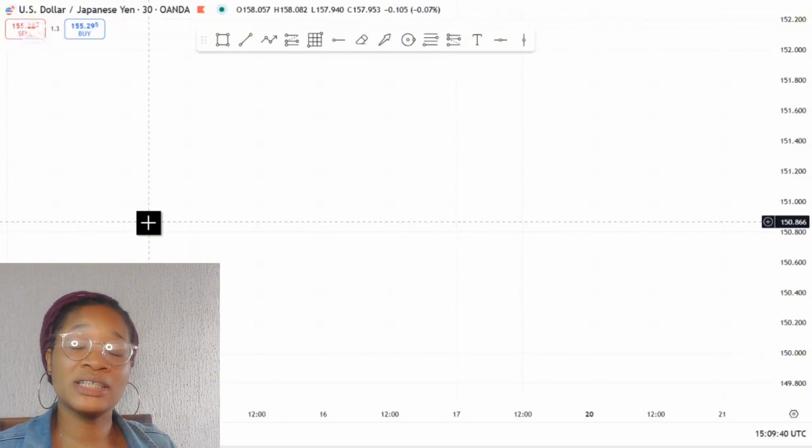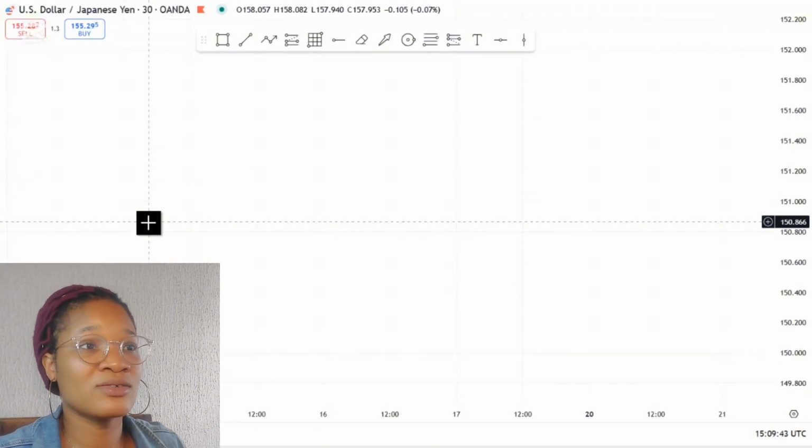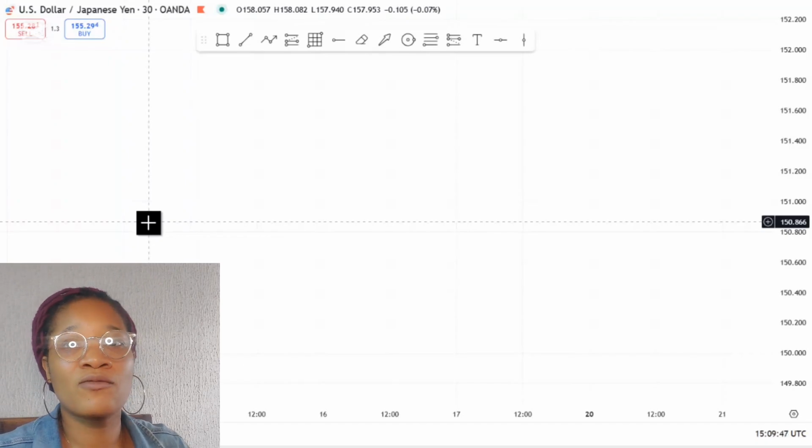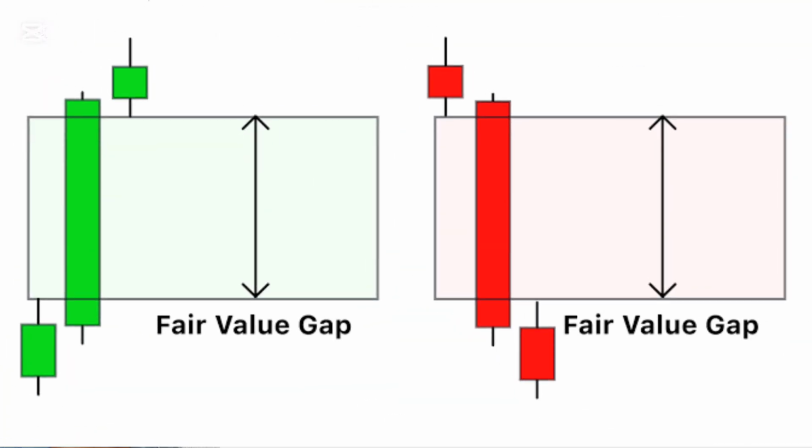Are we in a range? Are we in an uptrend? Are we in a downtrend? These are the questions I want to be asking myself. Having established that, then I want to ask myself, where on the chart do I see three long candles going in the same direction, and how can I take advantage of them?